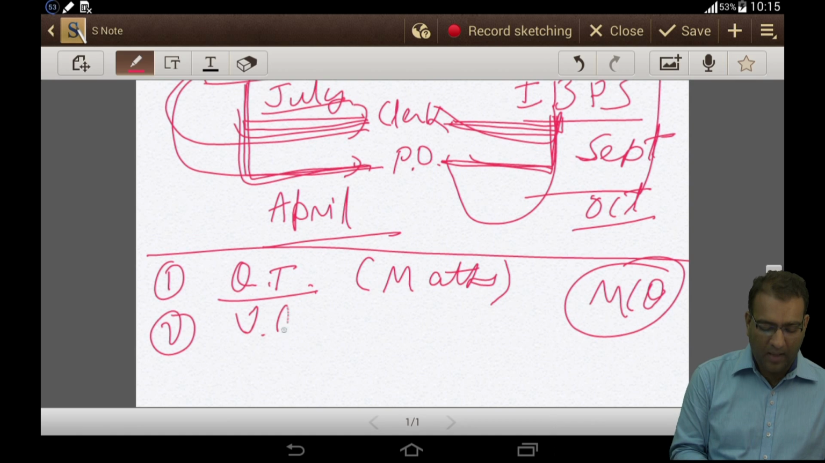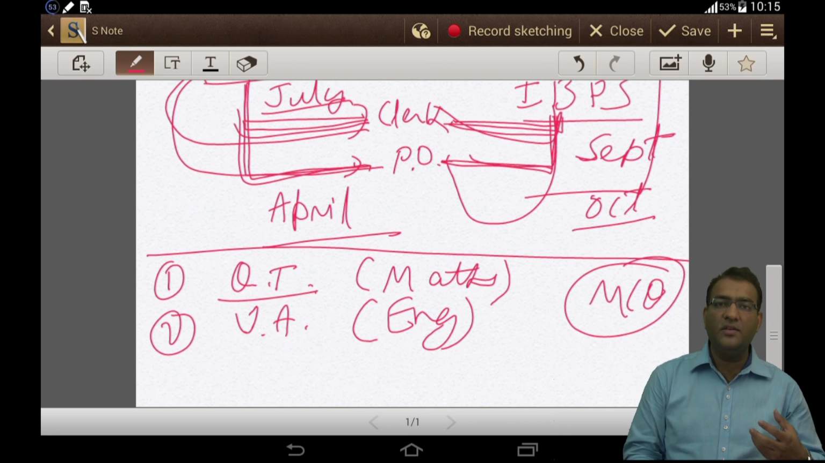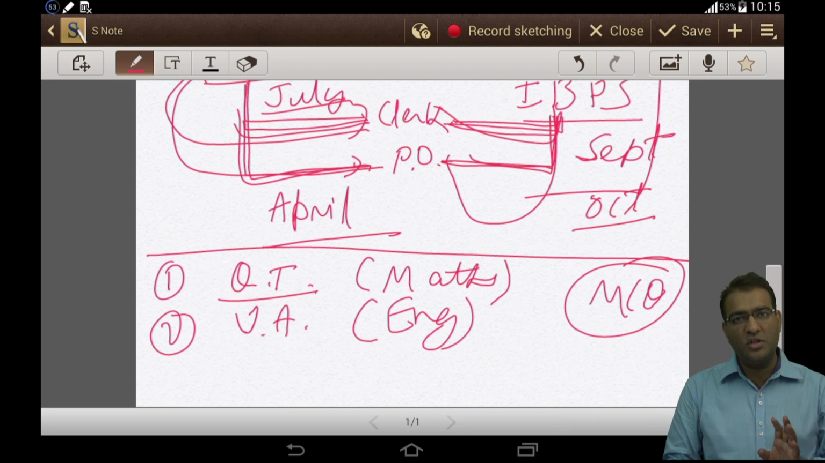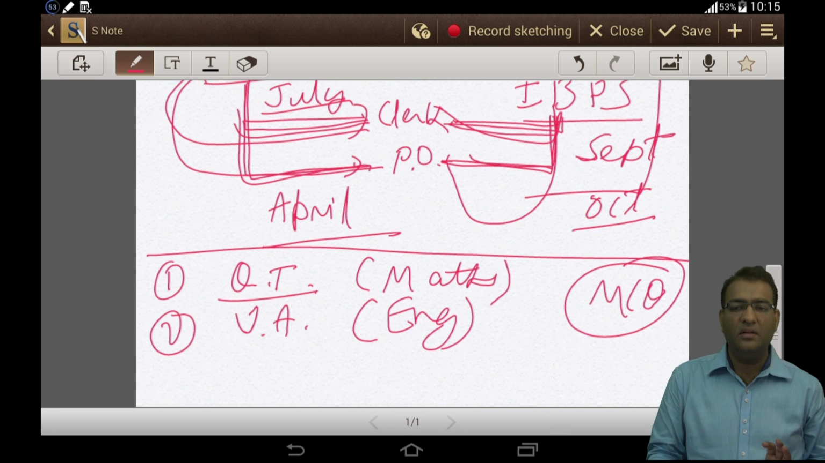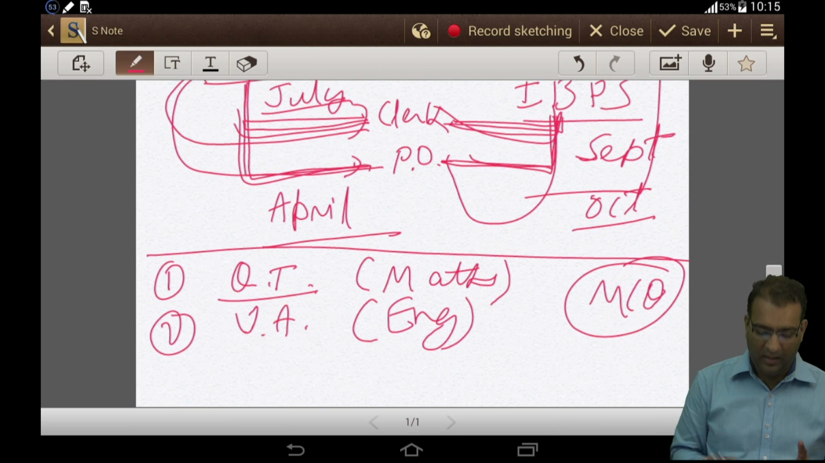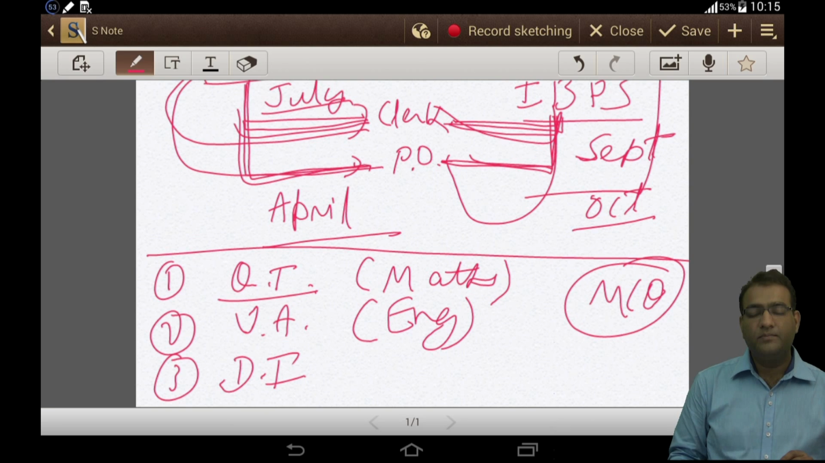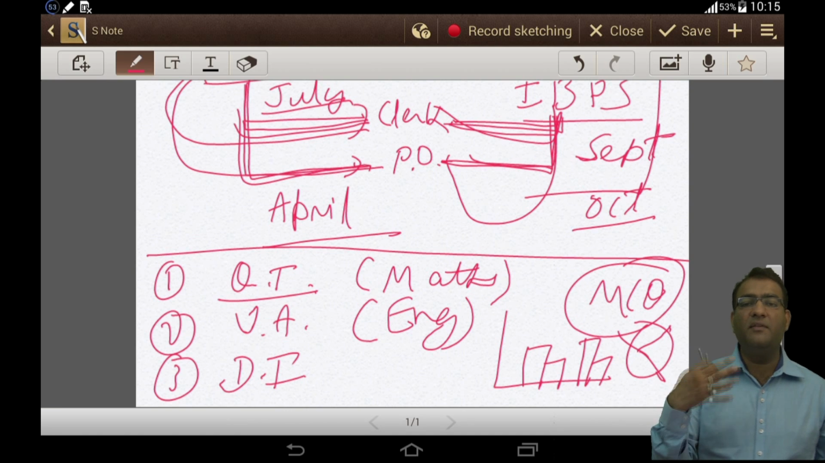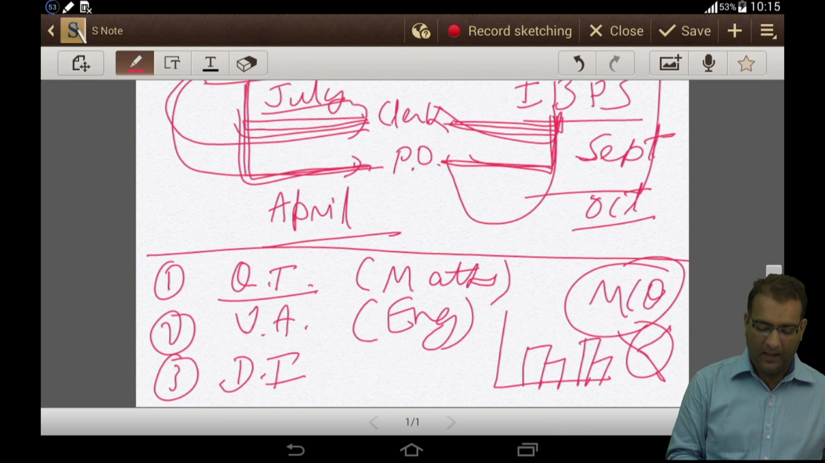Second is verbal ability, which we call English. So it's like reading comprehension. There's a big passage, and based on the passage there will be 3-4 questions, which all of us have done in class 9 and 10. Obviously the level changes, right? Number 3 is data interpretation. Again, in statistics, a lot of people must have done something like this, bar chart, pie graph. Obviously the level of question changes, right?